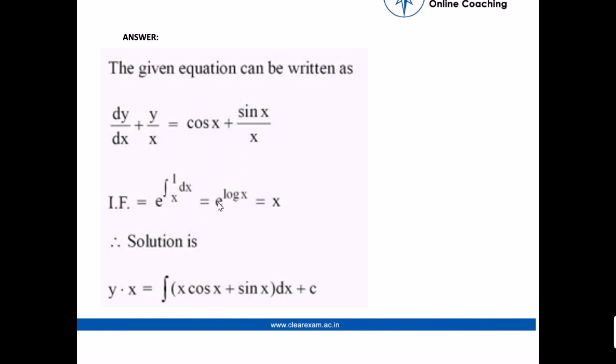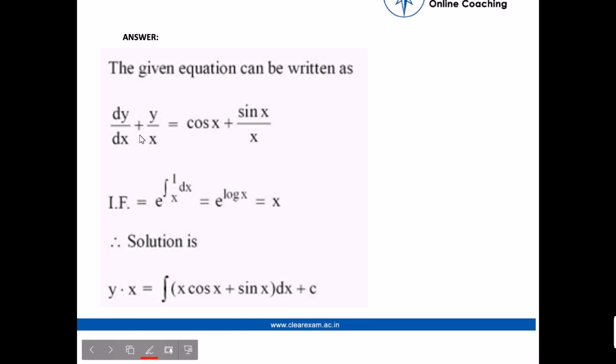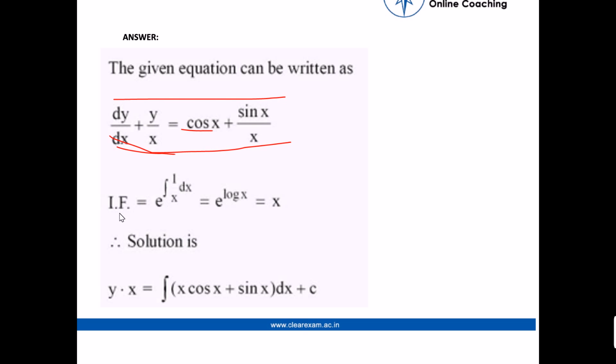So the given equation can be written as dy/dx + y/x = (cos x + sin x)/x. So we can write the equation like this. For the equation to solve, this is the formula. We can use the integrating factor e^(∫1/x dx) = e^(log x) = x. So the solution is y·x = ∫(x cos x + sin x) dx + c.